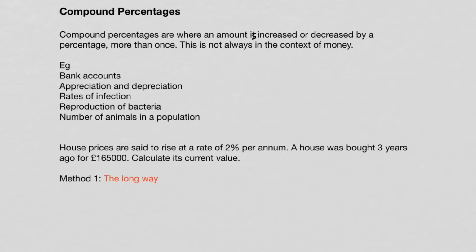Also reproduction of bacteria over time and number of animals in a population. If, for example, you're looking at an endangered species and the number existing of that animal is decreasing by, say, 15% a year, then in the first year, it'll decrease by 15%, but in the second year, it'll decrease by 15% of the reduced number. So it's 15% off every time.